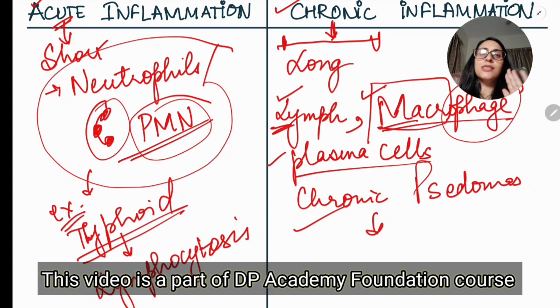So remember one thing, stick to the basics. What are the cells of acute inflammation? There is only one cell, and that cell is the neutrophil, which is also known as polymorphonuclear cell. For chronic inflammation, it is coming from a long time, L for lymphocyte, most important being macrophage and the plasma cells. These are the three cells of chronic inflammation. And we have exceptions on both sides: for acute inflammation, the exception is typhoid, because typhoid shows relative lymphocytosis, and the exception for chronic inflammation is chronic Pseudomonas because it shows neutrophils. It is vice versa.